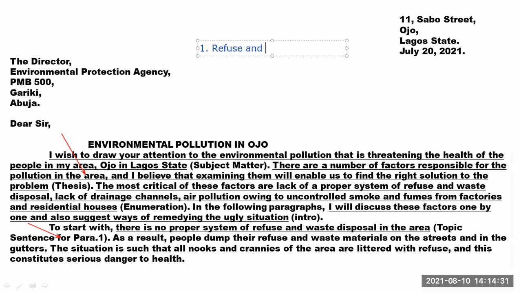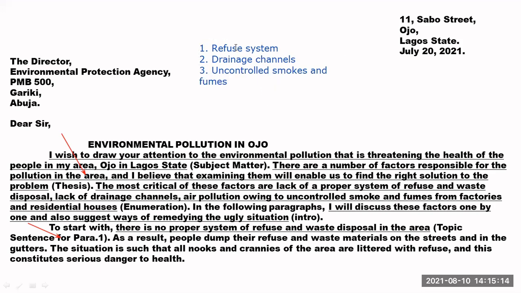Refuse, and well, let's just call this refuse system. Lack of refuse system. The second one, drainage channels. Lack of drainage channels. The third one is uncontrolled smokes and fumes from houses and factories. Okay, these are the problems.